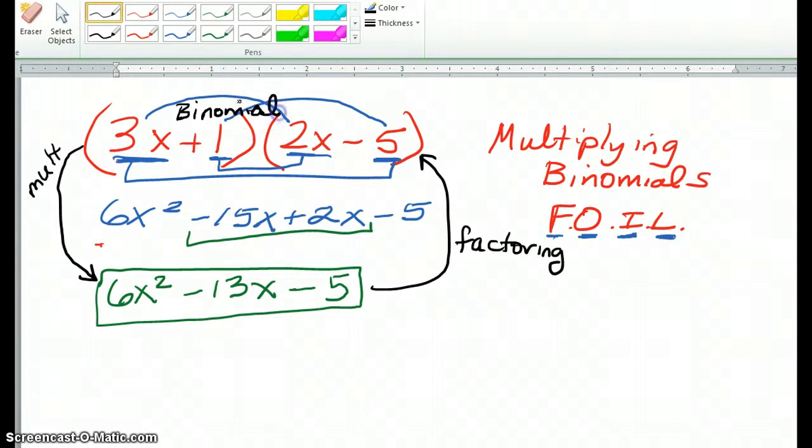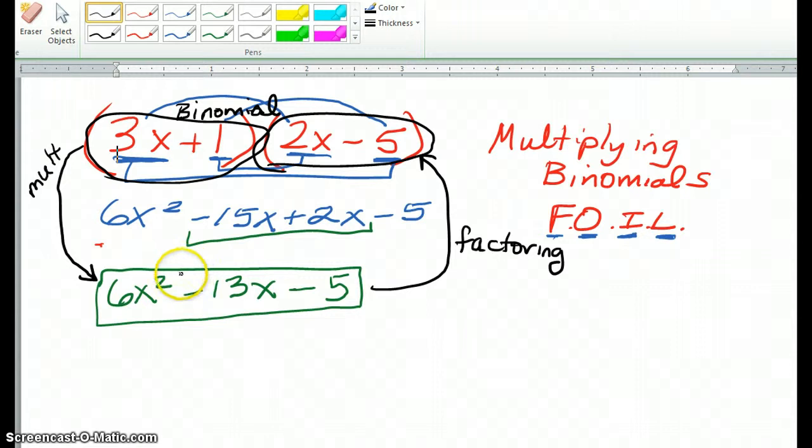Binomial, A-L. So you have this binomial right here, two terms, and you have this binomial right here. So when you factor, you're factoring into two binomials. When you multiply out two binomials, you get a trinomial. That's 3 terms. Just like a tricycle has 3 wheels, a trinomial has 3 terms. A bicycle has 2 wheels, so that means a binomial has 2 terms.